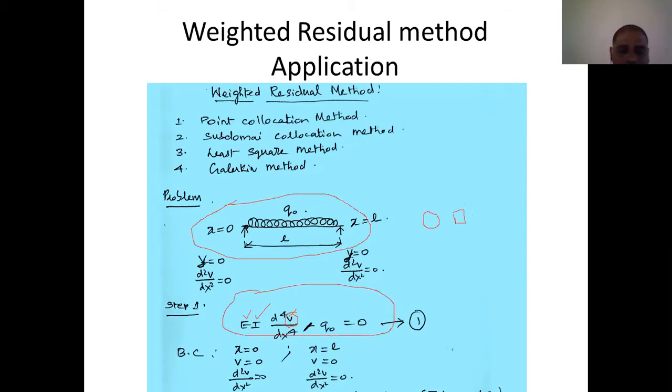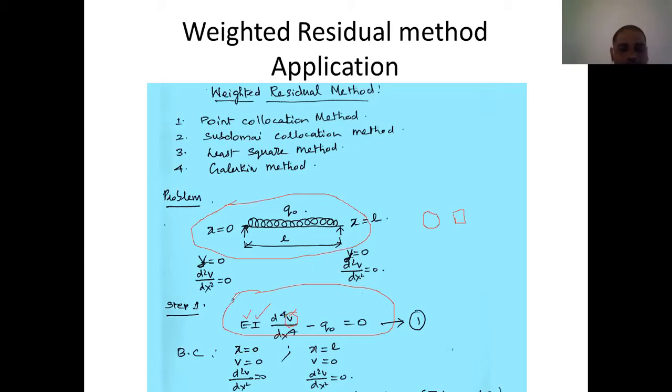Now, as we discussed earlier, what is the power of the governing equation? The power of the governing equation is 4. That is why we need to know how many boundary conditions are needed to solve this problem. We require 4 different boundary conditions.